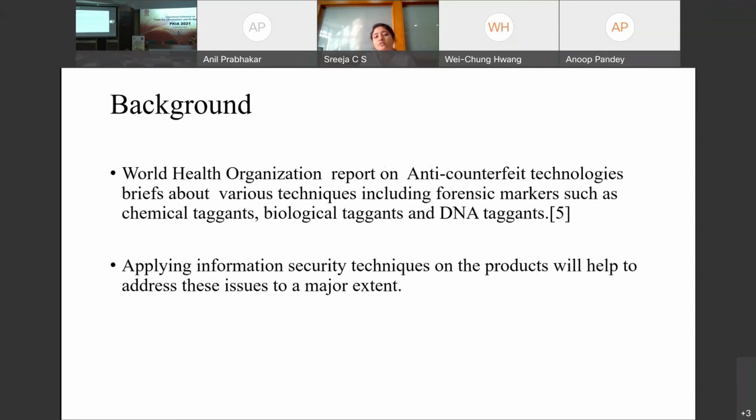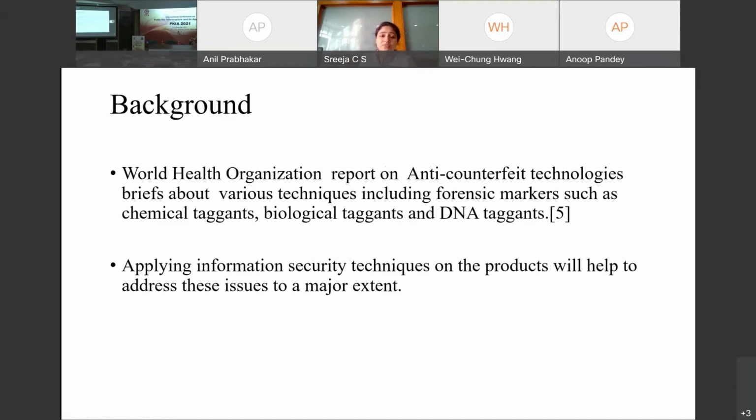So there comes the importance of the draft which has been released by WHO. What do they say about anti-counterfeit technology? They list many techniques which we can use, including forensic markers, chemical taggants, biological taggants, and especially DNA tags. As you can see, for DNA taggants, they say it is secure.